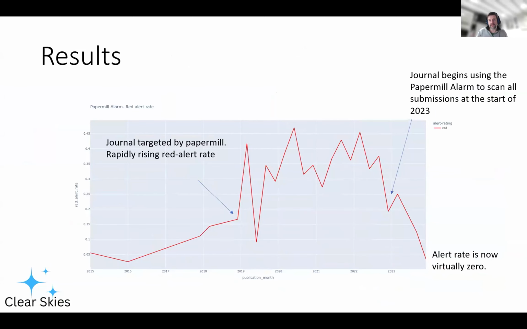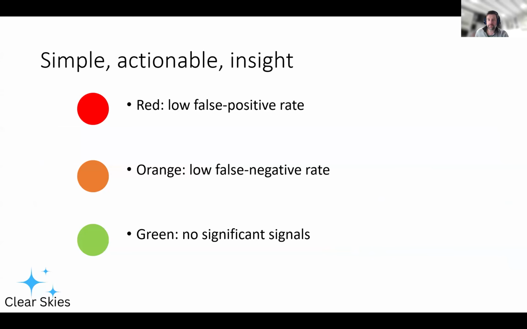And basically the result is that if you use the paper mill alarm, you scan every paper that comes into a journal. The paper mill alarm prioritizes those for you by giving you alert ratings. All we need to do is send those to good referees. And then the alert rate goes down, which is exactly what we want. And so all of that data analysis and all of that testing and all of that work boils down to giving a very simple alert rating on the paper. And it's very straightforward to action that.